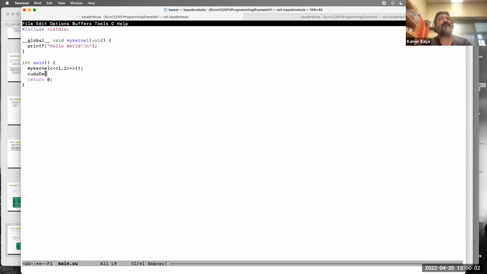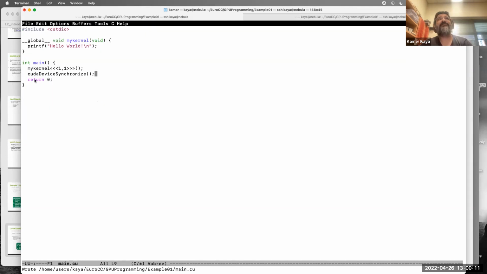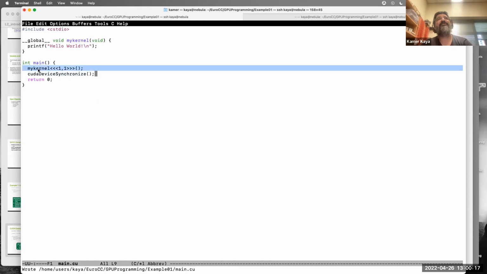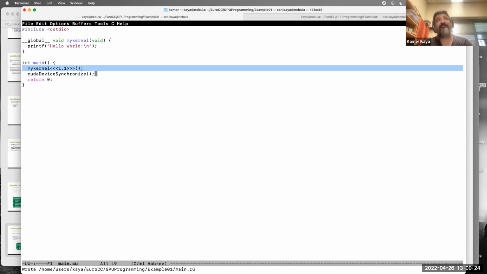So there is something called CUDA device synchronize. And once you write this here, now the CPU thread will wait there, until all the things that you send to the device are completed. And when you execute that again, this time you see the hello world.